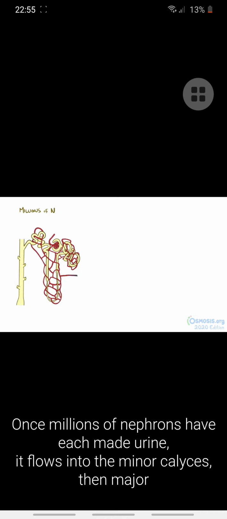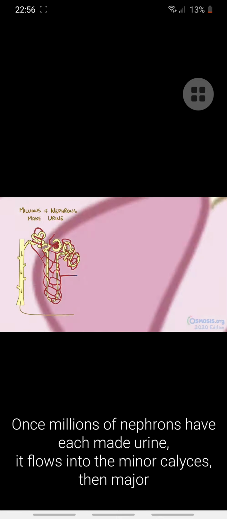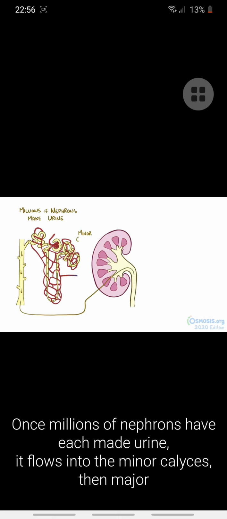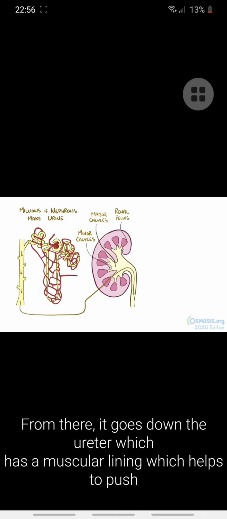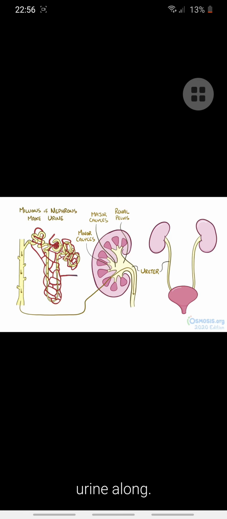Once millions of nephrons have made urine, it flows into the minor calyces, then major calyces, and finally into the renal pelvis. From there, it goes down the ureter, which has a muscular lining, which helps push the urine along.